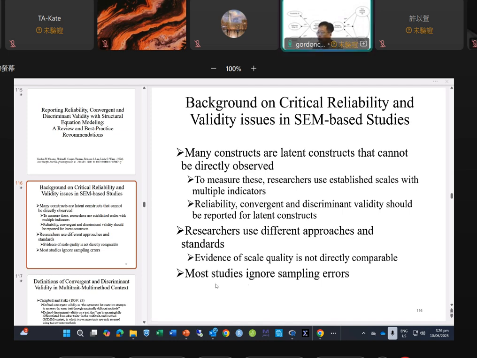One more thing is most studies ignore the sampling errors. When we test our hypothesis, we divide our estimated parameters by the standard errors because we know that we are collecting samples. We talk about confidence intervals. These represent all the sampling errors. However, when people test their reliability, when people report, for example, Cronbach's alpha for their reliability, they never talk about sampling errors, as if the Cronbach's alpha of their sample is the same as the Cronbach's alpha in the population. So it is wrong. We should incorporate sampling errors when we test reliability, convergent, and discriminant validity.